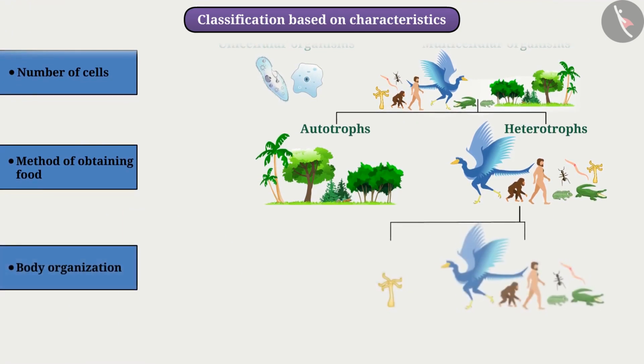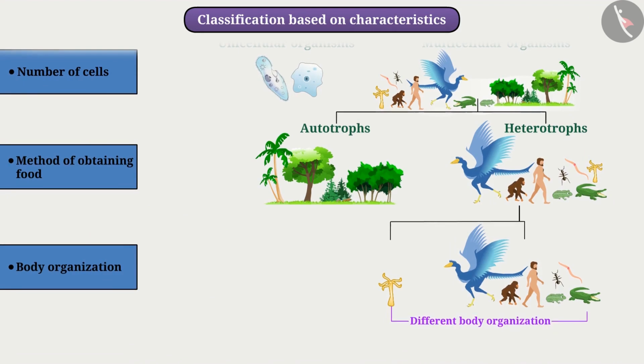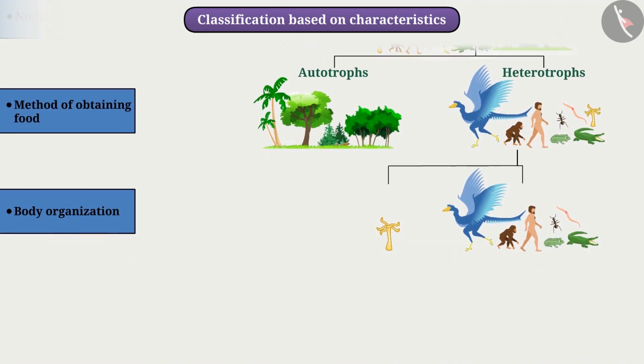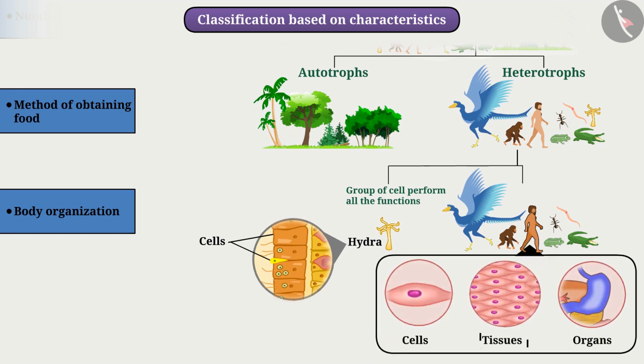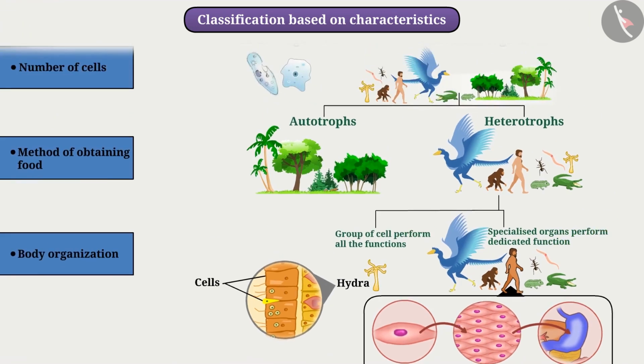Body organization. Different organisms have different body organization. Like simple organisms such as Hydra, a group of similar type of cells perform all the functions, whereas in humans, tissues are formed from cells and organs are formed from tissues. And specialized organs perform dedicated functions. Classification of organisms can also be done on this basis.